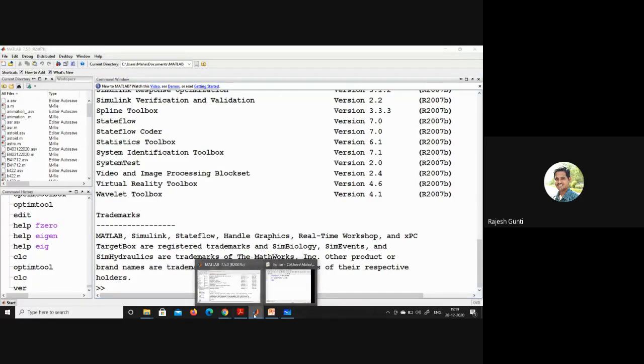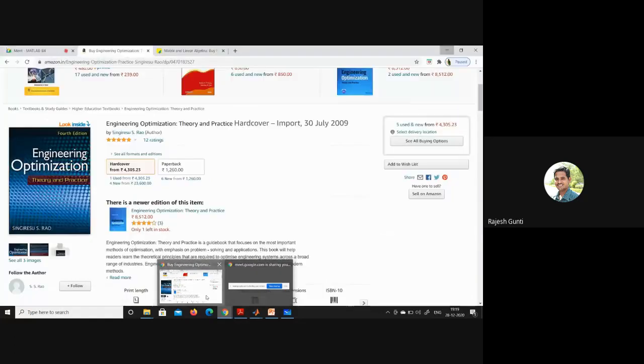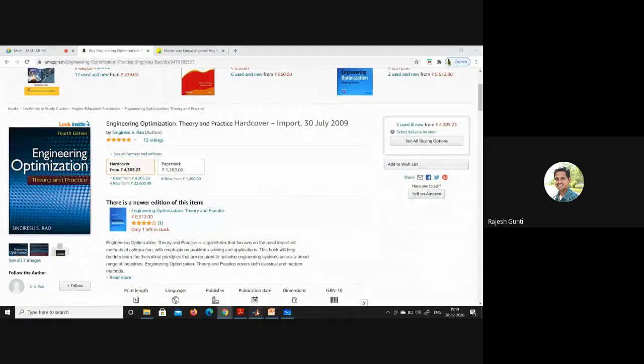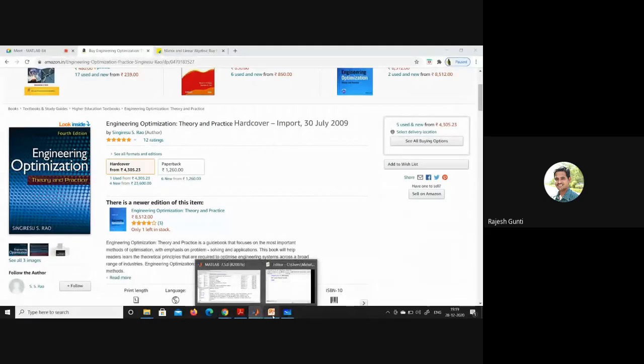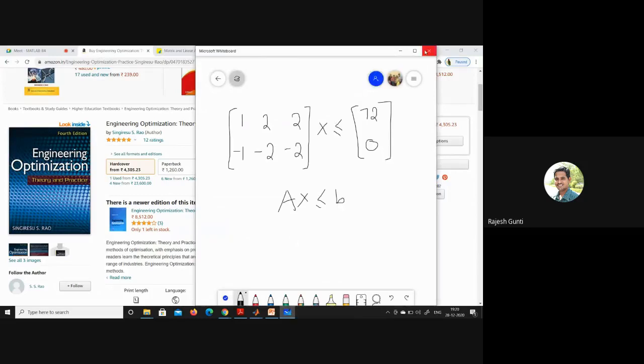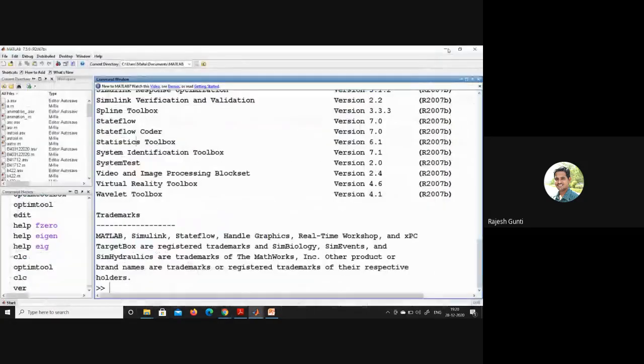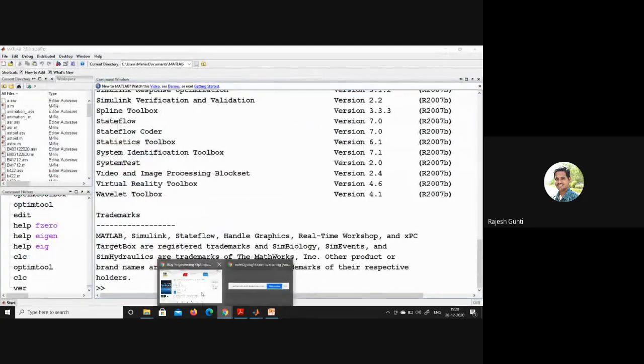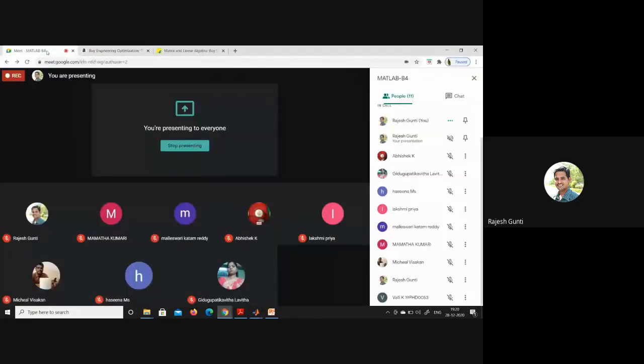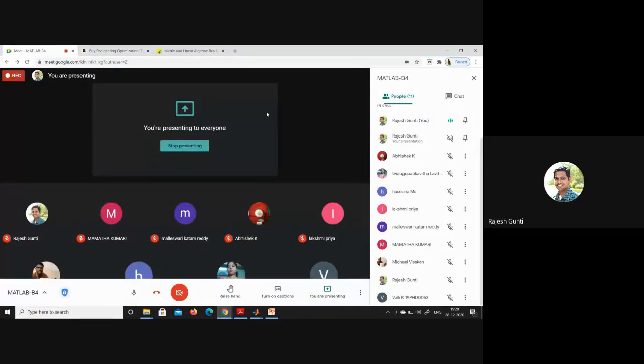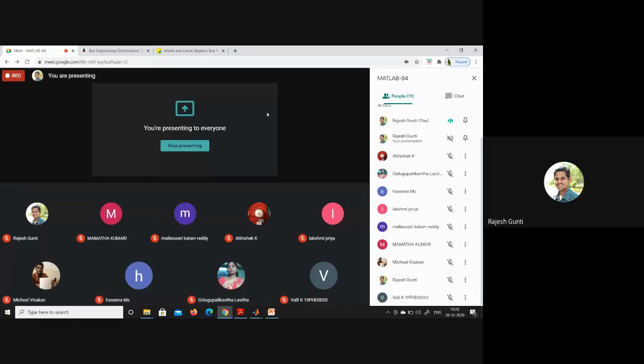If you are interested, open the toolbox, take the help button and try to solve the problems. Definitely, you have to practice. That is one other thing. Then that practice will help you a lot, no doubt. This is about the optimization toolbox. If you have any optimization problem, give it to me. I will solve.